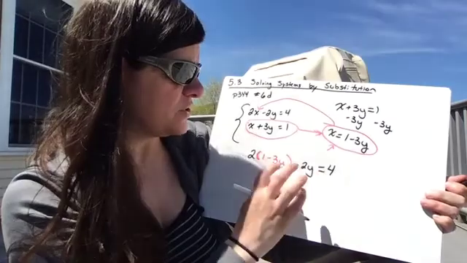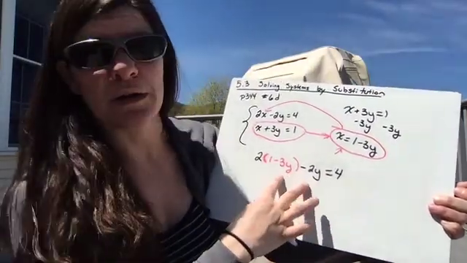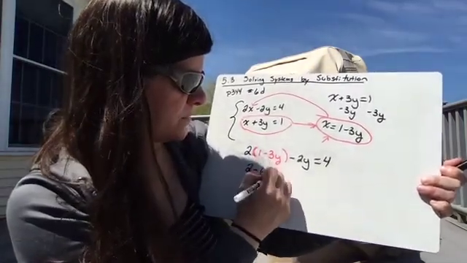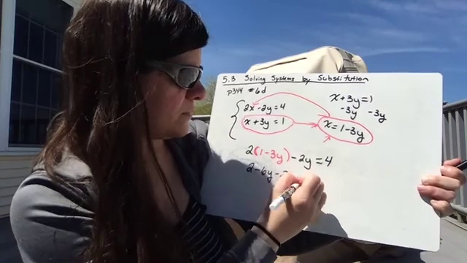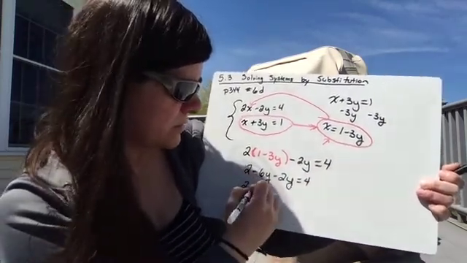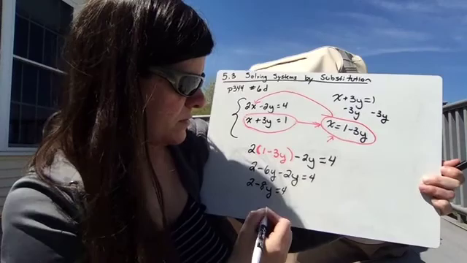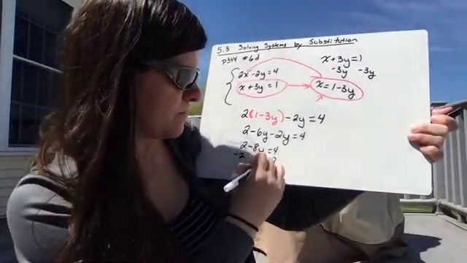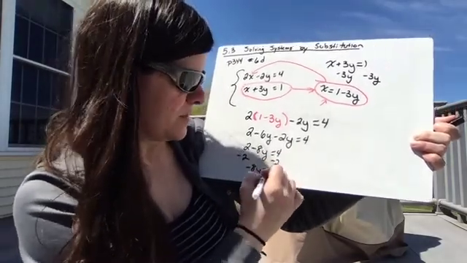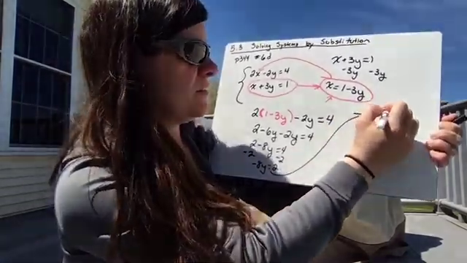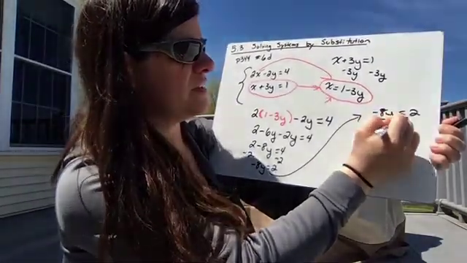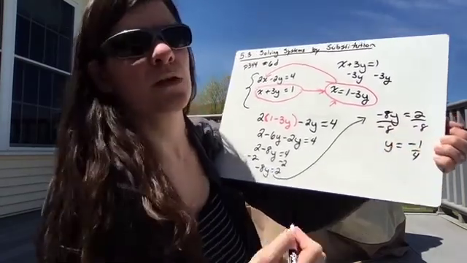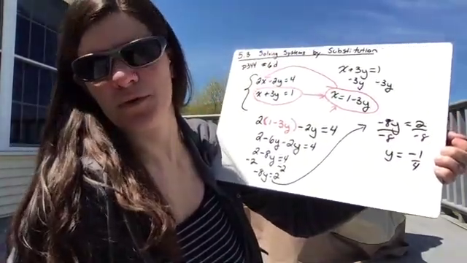So there's different ways to do this. I'm going to distribute because I know I'm going to want to get my y's together. So here I'm going to distribute first. Okay, and then I can combine. Subtract 2. I'm going to move that so you can see what I'm doing. I'll divide by -8. And I get y equals -1/4. Okay.